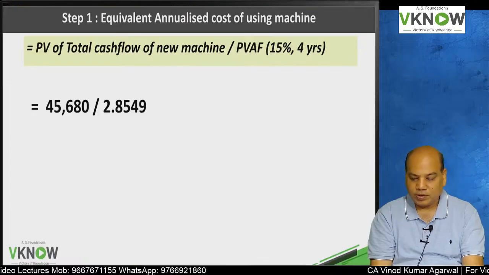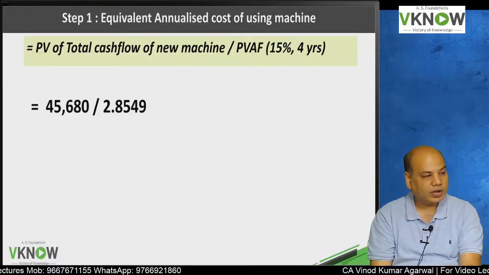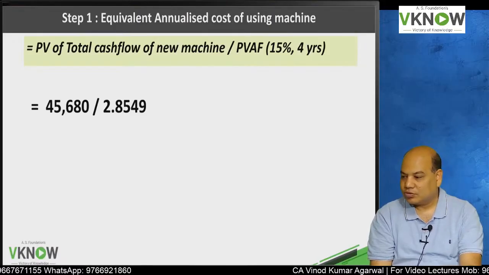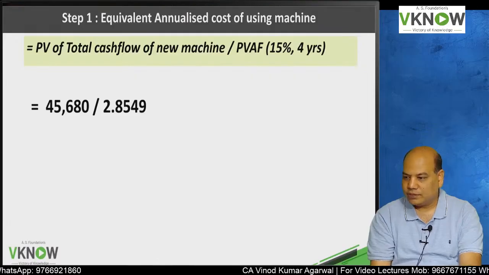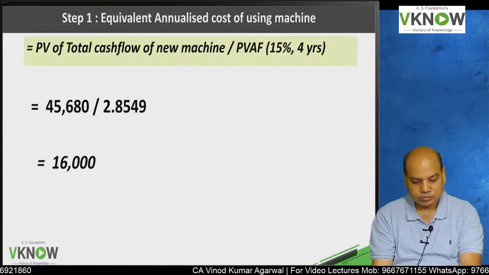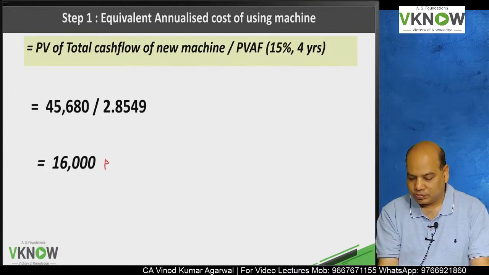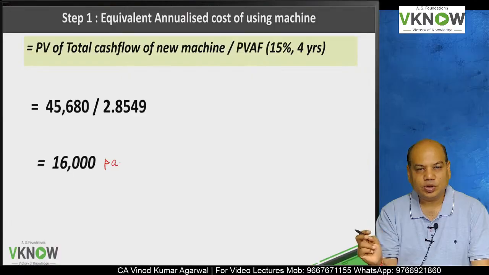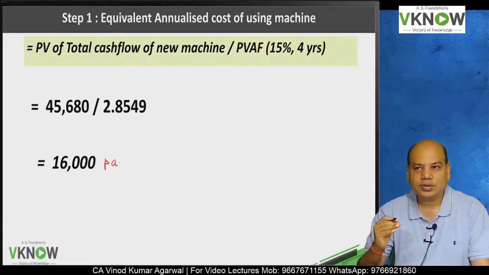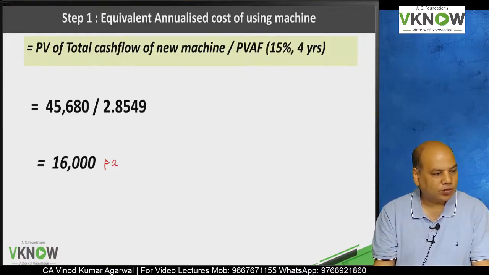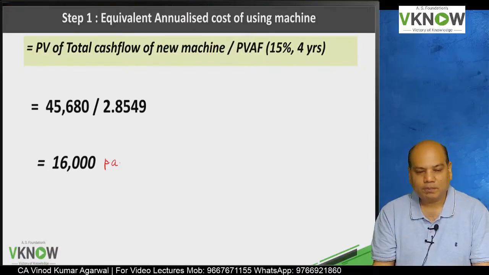Question has already given you PV of cash flow in the third line, 45680, and on your calculator you please take annuity factor, check does it come to 2.8549. Please check and then write. So the answer comes to 16,000. 16,000 means if you purchase the new asset, it is equivalent to spending or incurring 16,000 rupees per annum.